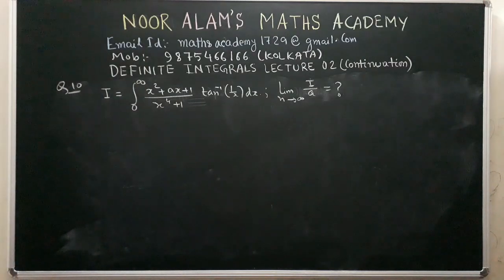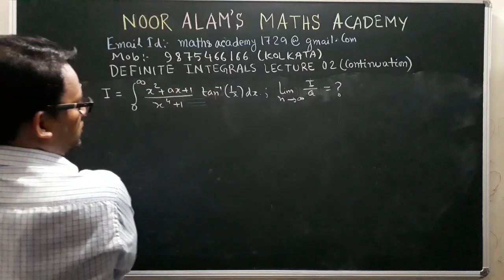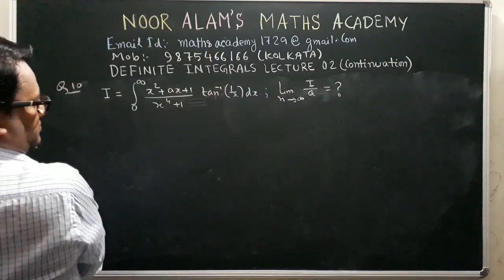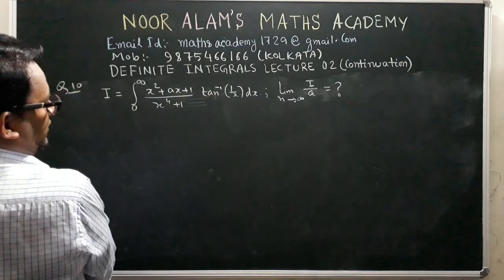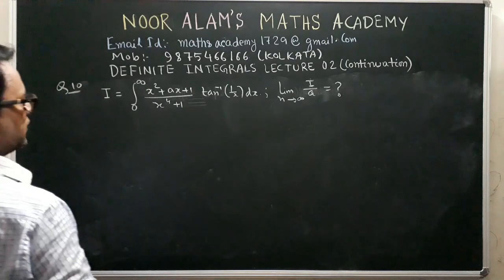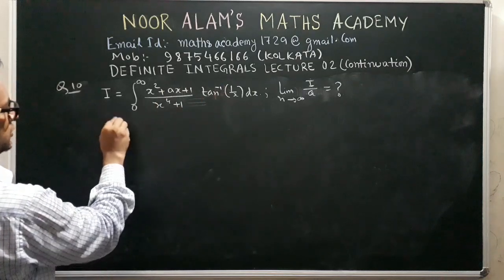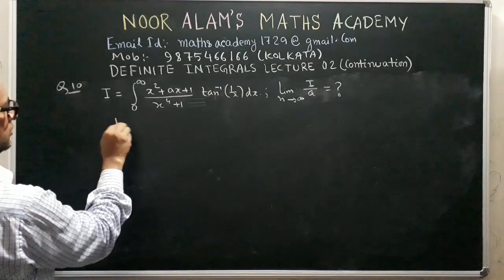So first of all we have to calculate the value of this integral I. Now if tan inverse x is not there, then the sum is very simple and we can easily integrate it. But the problem appears due to this inverse function. So to remove this inverse function, I give one substitution: 1 by x is equal to t.